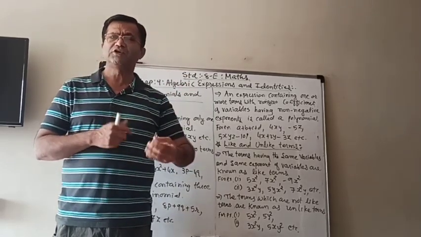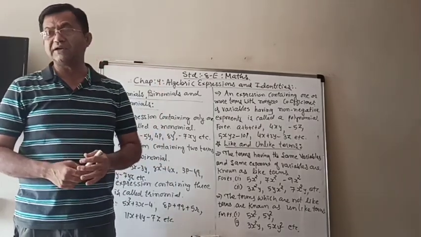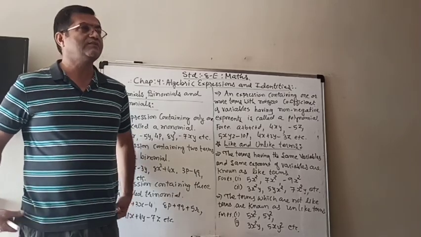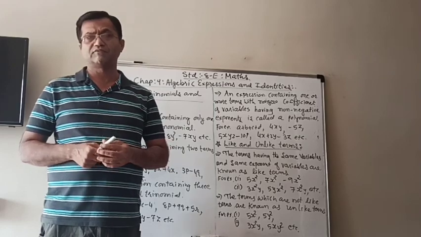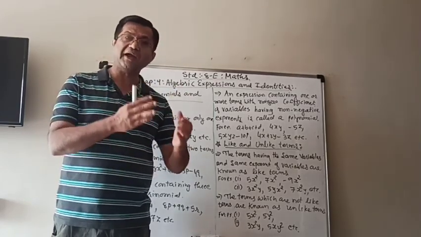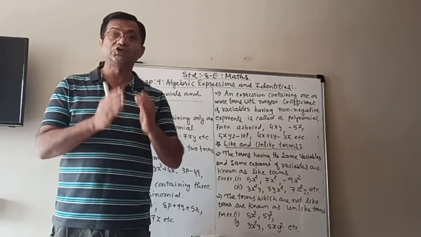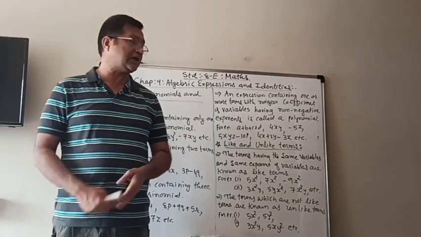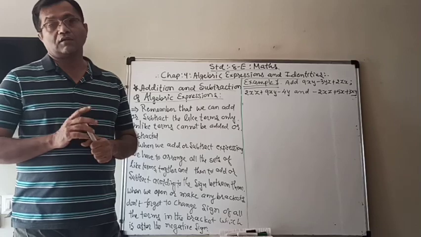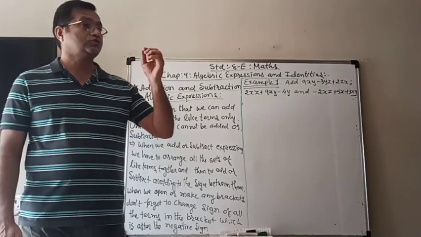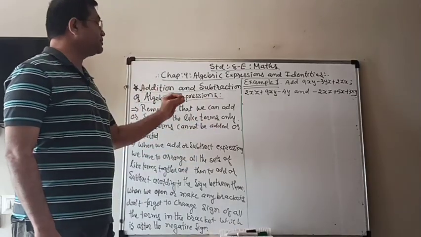Now why do we need to understand like terms and unlike terms? When we go forward to the addition and subtraction of polynomials, we can add or subtract only the like terms, and therefore we need to know which are like terms and which are unlike terms. Now we are going to learn adding and subtraction of algebraic expressions.